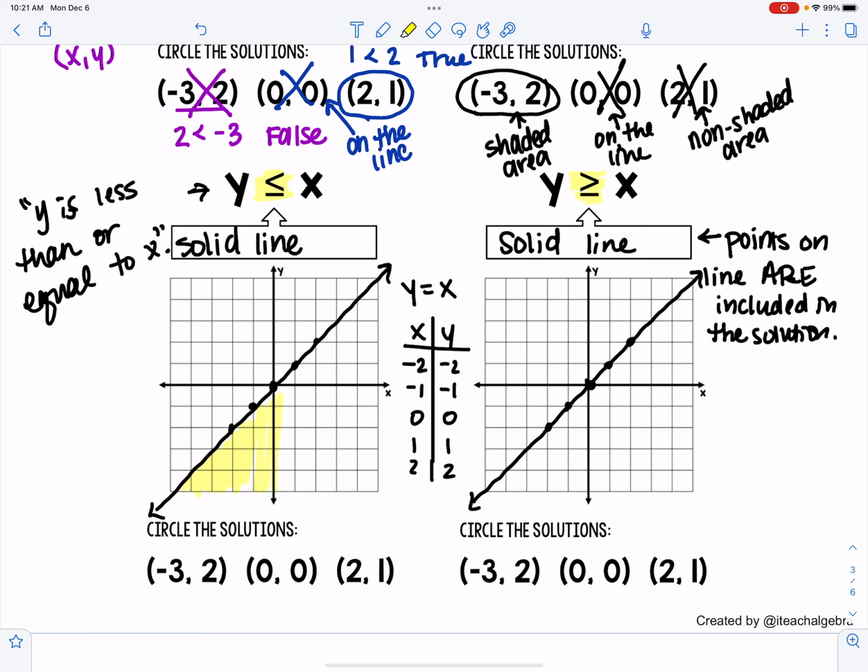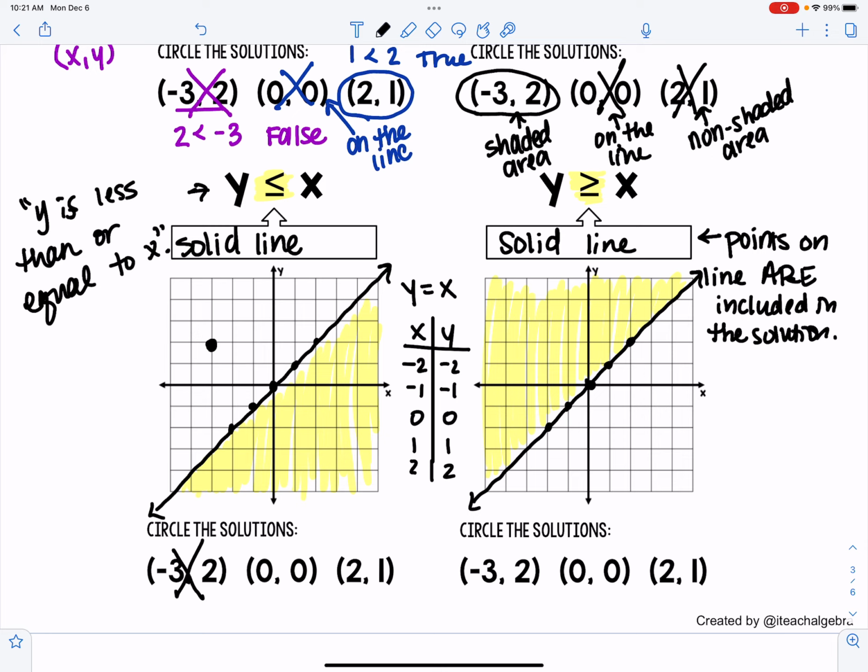And on the flip side, on the right, I have y is greater than or equal to x, so I'm going to shade above that line. Okay? And now I just have to decide about these solutions. So let's start off with -3, 2. It's in the non-shaded area. Since it's in the non-shaded area, it is not part of our solution.